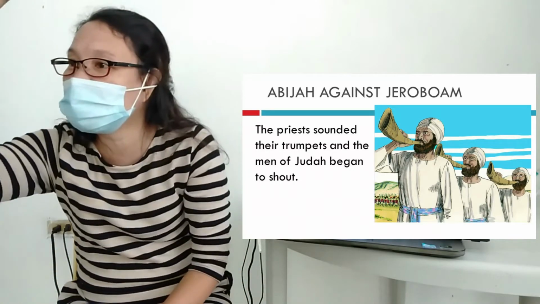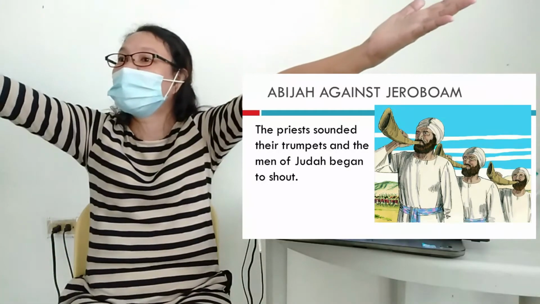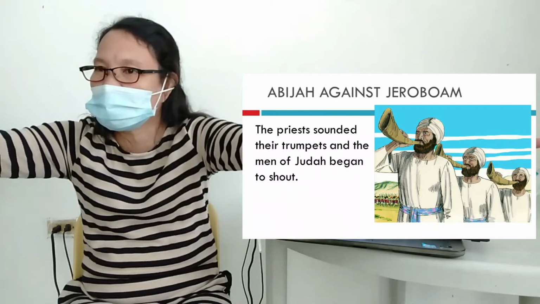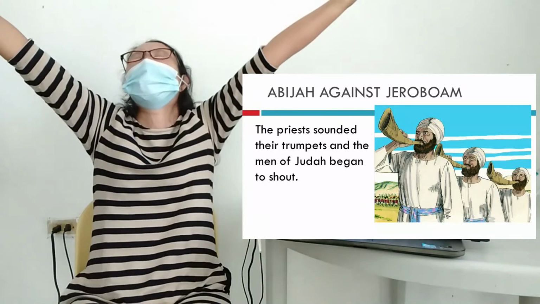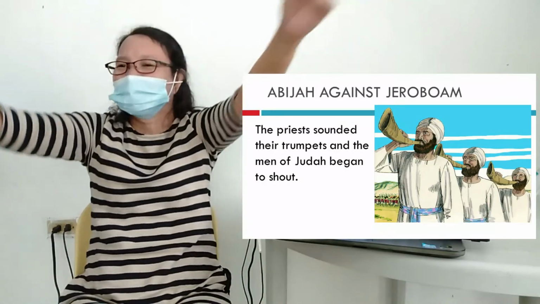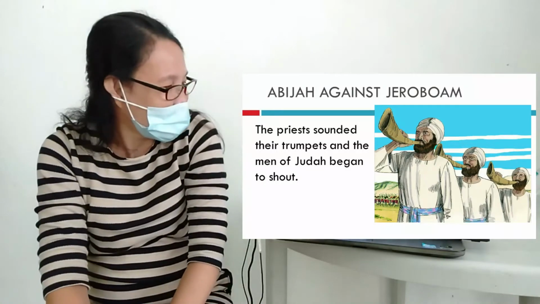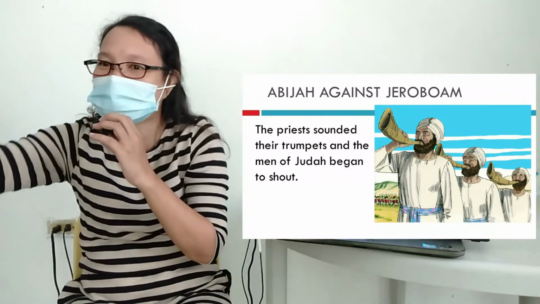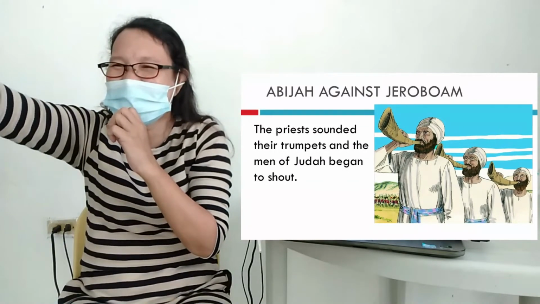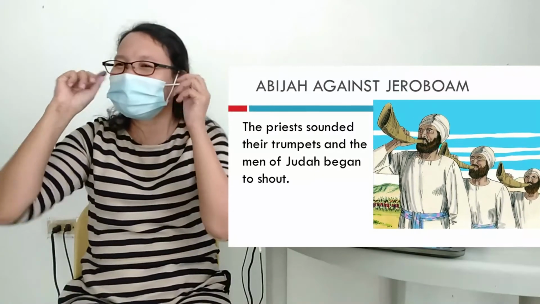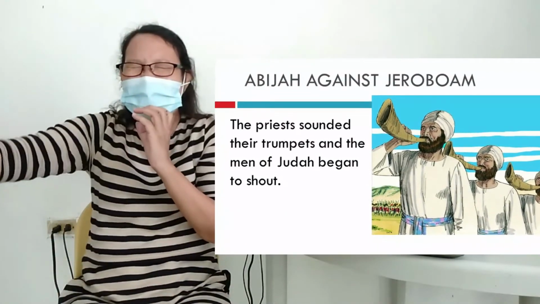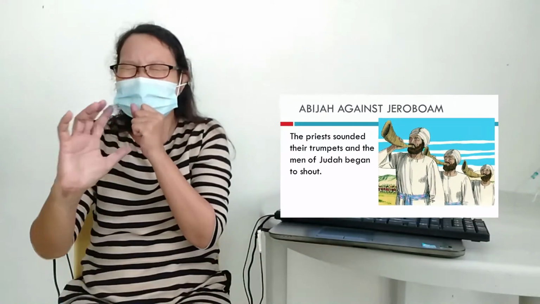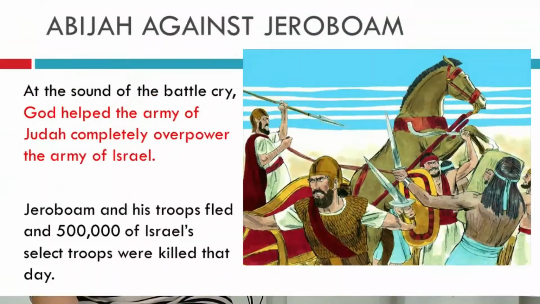And when they shouted, remember, they asked for help. They cannot overthrow the 800,000. So what did they do? They asked for help. Lord, tabangi mi Lord. And the priests sounded their trumpets. And what happened? Look what happened.